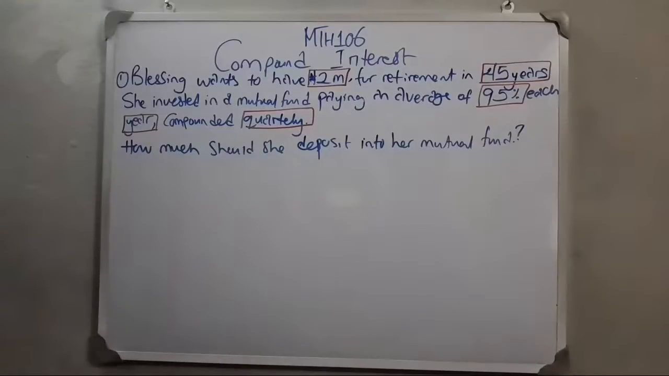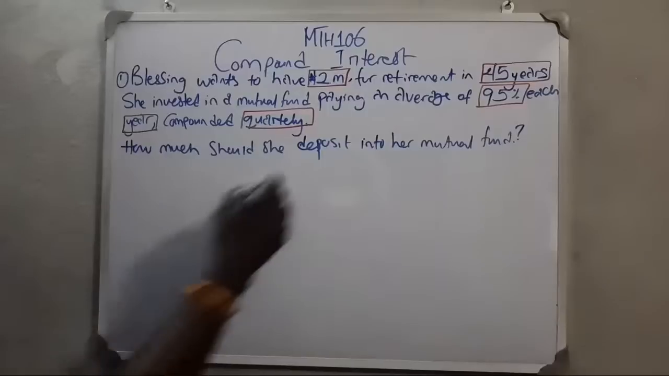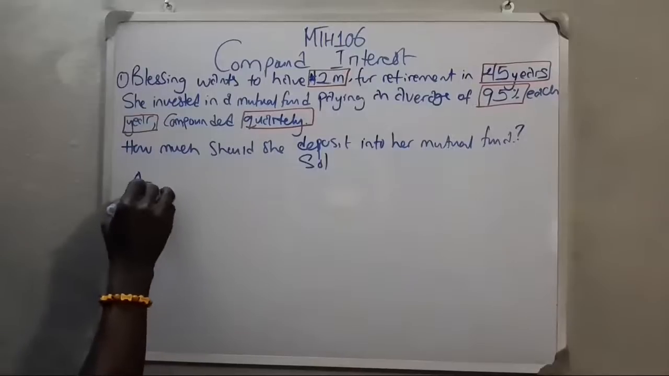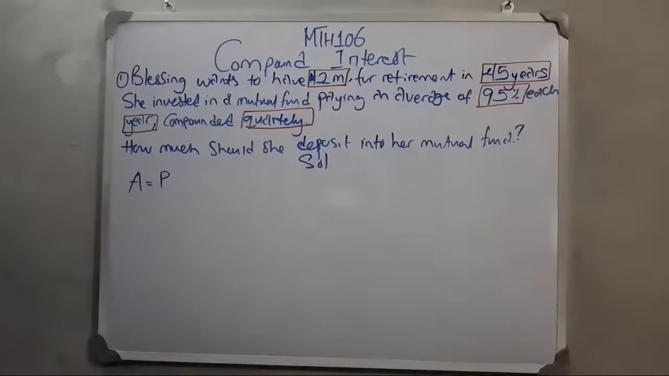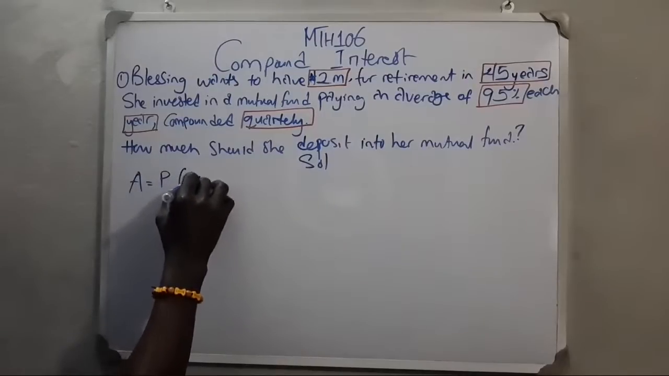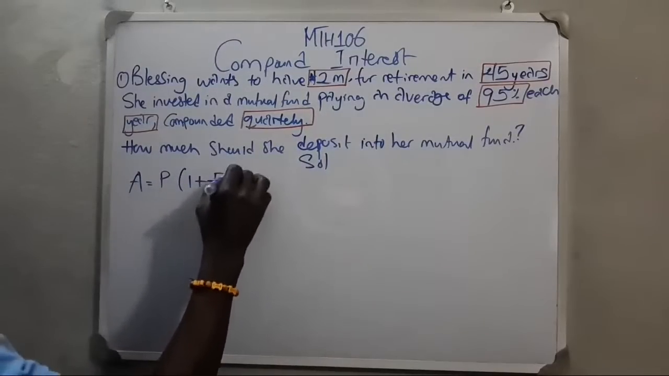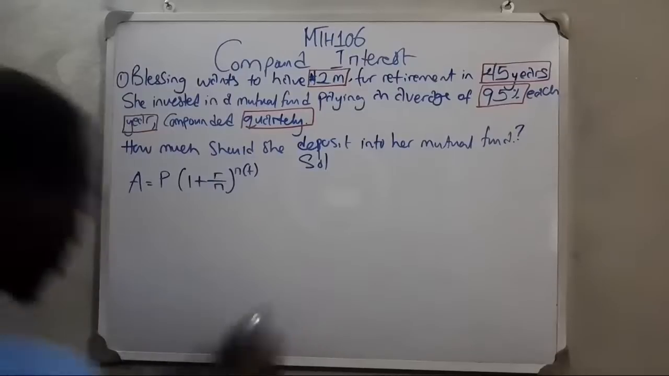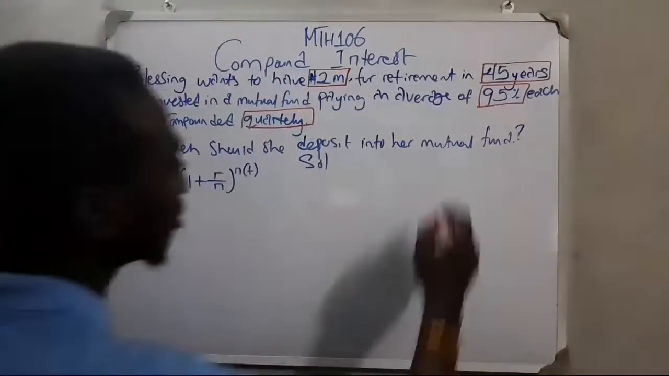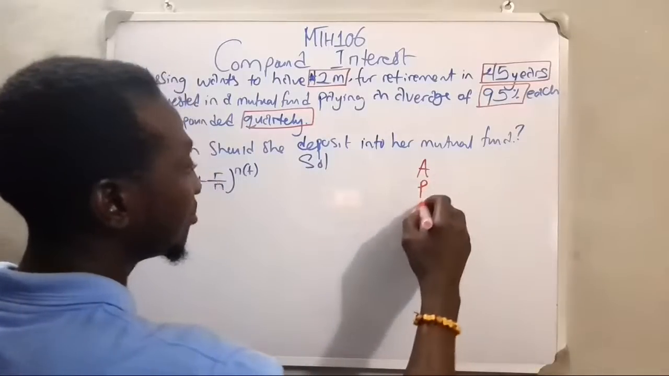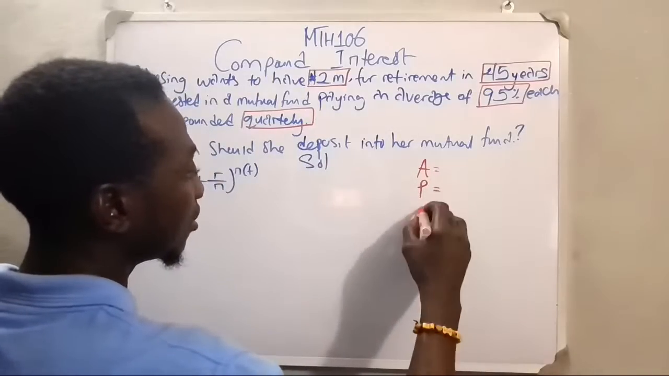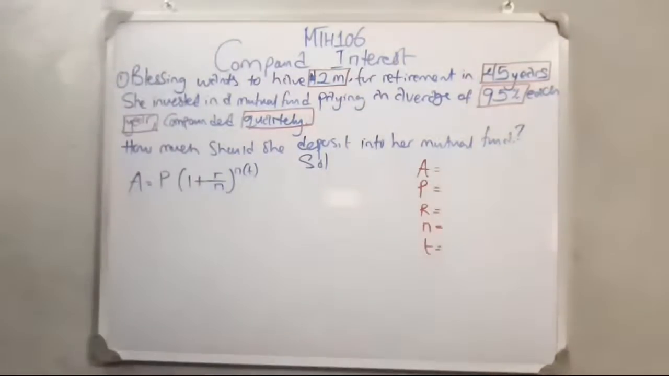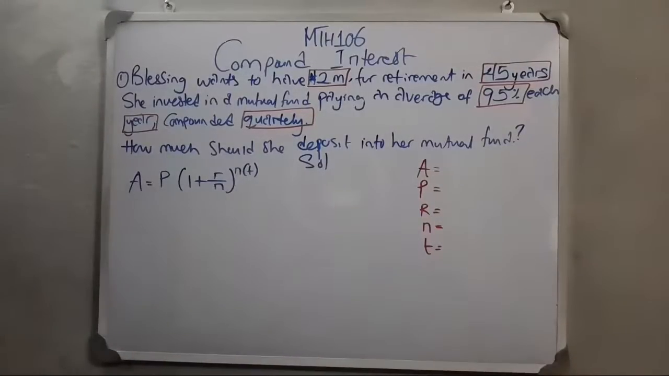Now we have the solution. Our formula says A equals P into bracket 1 plus R over N, then we have this power of T. So we have our A, our P, our R, our N, and our T. Now let's begin to plug in what we have.